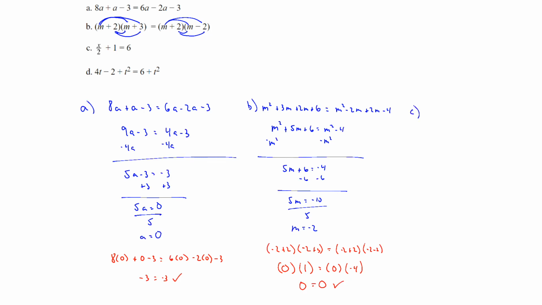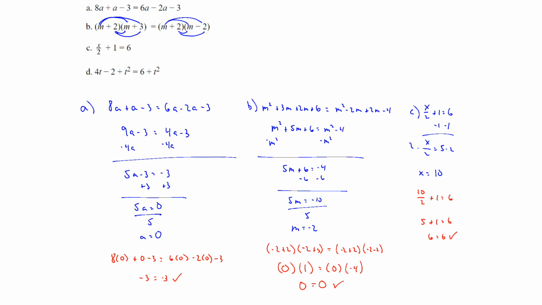Question C is x divided by 2 plus 1 equals 6. We can subtract 1 from both sides first to get 5. Then since x is being divided by 2, we can undo that by multiplying by 2 and we get x equals 10. Once again, if we plug 10 back in for x to see if it is equivalent, we get 5 plus 1 is equal to 6, 6 is equal to 6. So yes, it does check.